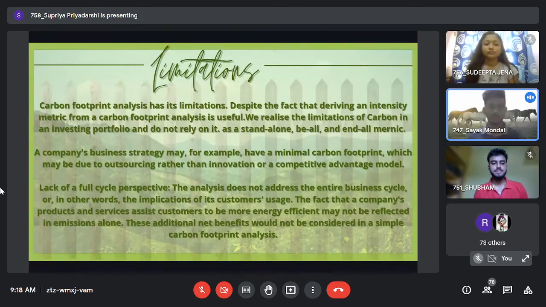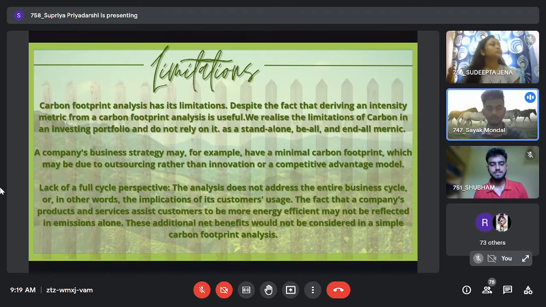Now, the limitation of carbon footprint. Our carbon footprint has a negative impact on the environment in multiple ways. Carbon footprint analysis has its limitations. Despite it being useful to derive an intensity metric from a carbon footprint analysis, we realize the limitation of carbon in an investing portfolio and do not rely on it as a standalone, be-all and end-all metric. A company's business strategy may, for example, have a minimal carbon footprint, which may be due to outsourcing rather than innovation or a competitive advantage model.